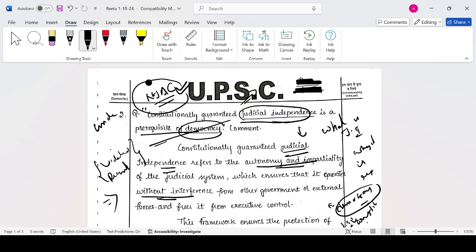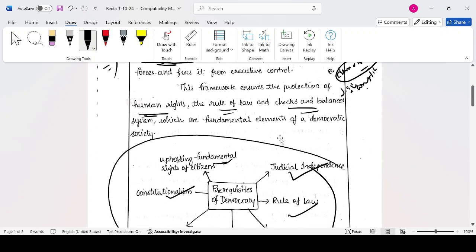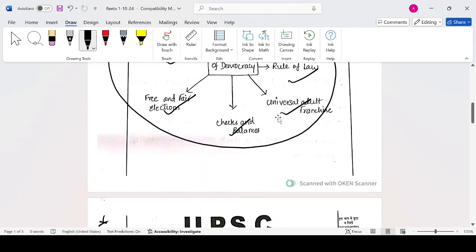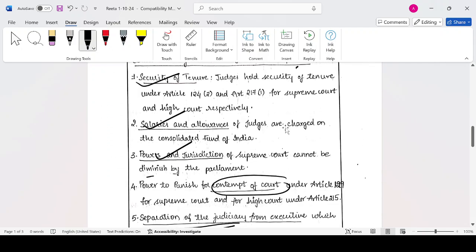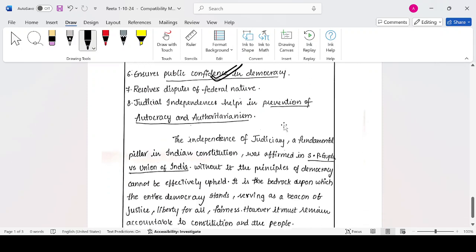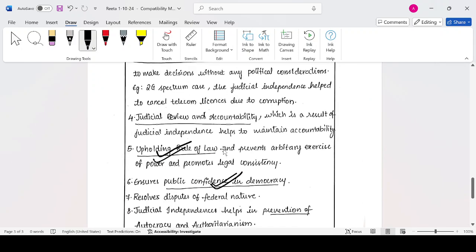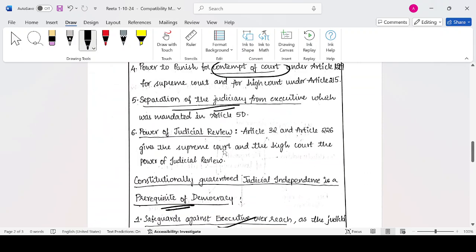So in this answer we need to give more examples and current trends, and then give a conclusion stating how we still have judicial independence. For example, we can mention any recent court statement and conclude the answer. This is a very good answer. All that is required here is a restructuring of the answer.